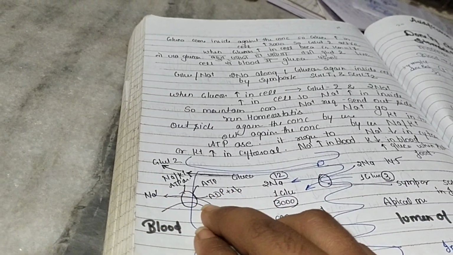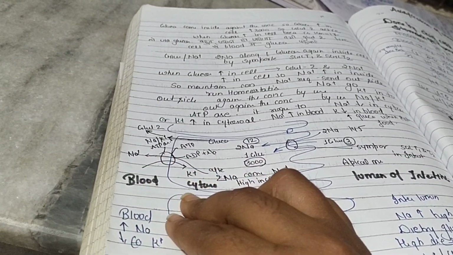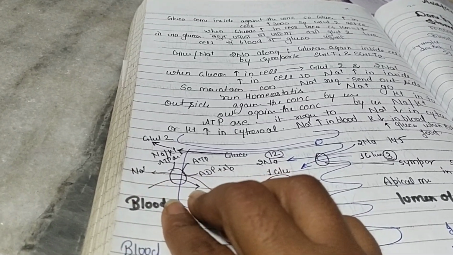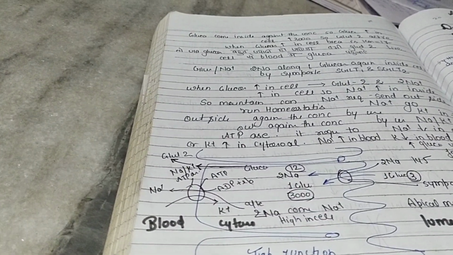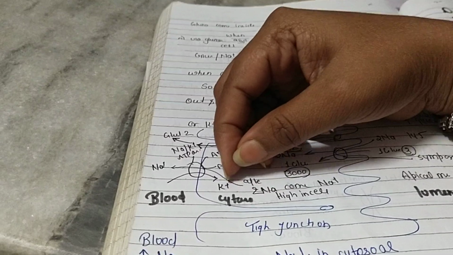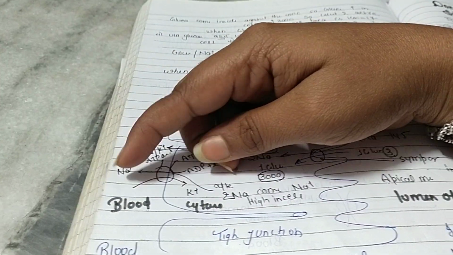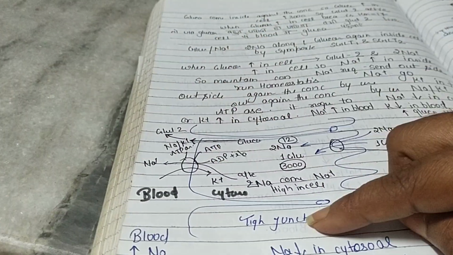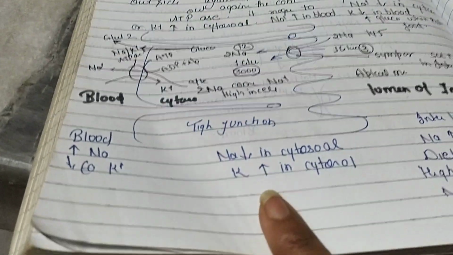And here is the blood, with movement of sodium and potassium by the sodium potassium ATPase. Sodium and potassium both move against the concentration, using ATP as the energy source. Sodium moves against the concentration from cytosol to blood, and potassium moves against the concentration from blood to cytosol. So sodium is low in the cytosol and potassium is high in the cytosol.